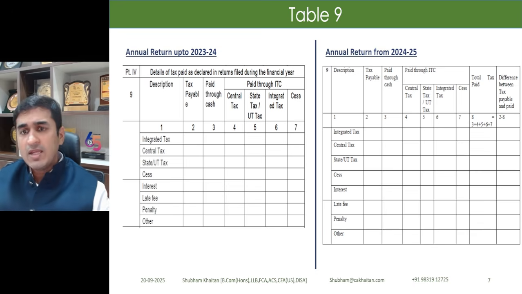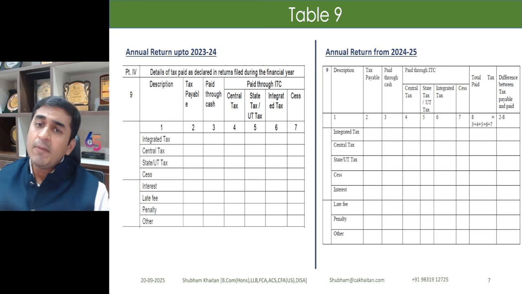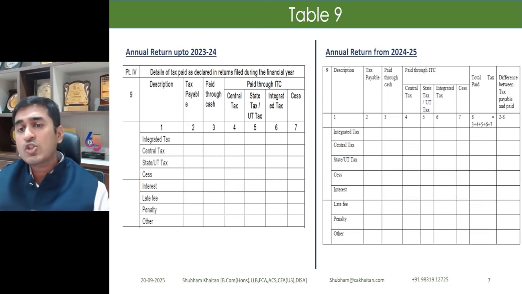There may be a genuine difference for tax of 23-24 paid in 24-25. Why? Because the tax payable figure here should ideally be borrowed from my tax payable as per GSTR-9 part 2, which is outward supplies. Part 2 outward supplies should only be with regard to tax of 24-25 paid in 24-25.